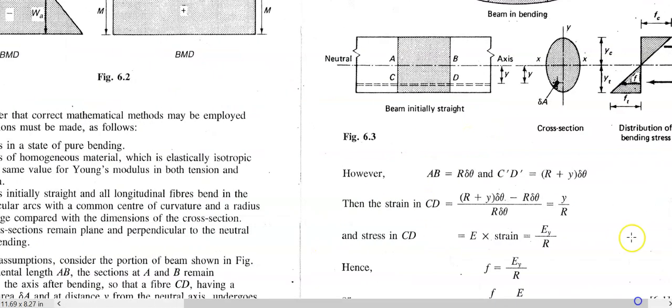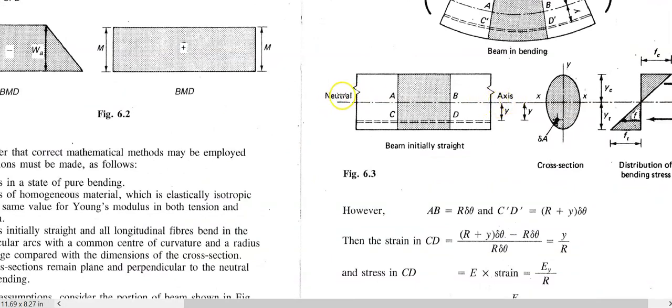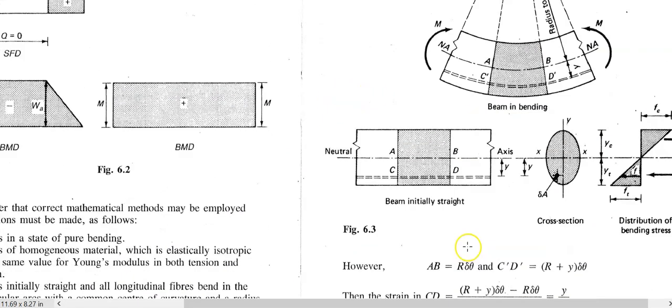So if I go to my sketch there, it's called the neutral axis. Can you see that there? Okay. So somewhere in the middle. It's not in the middle. It's somewhere in the middle.